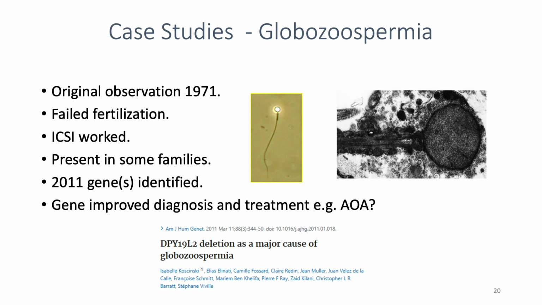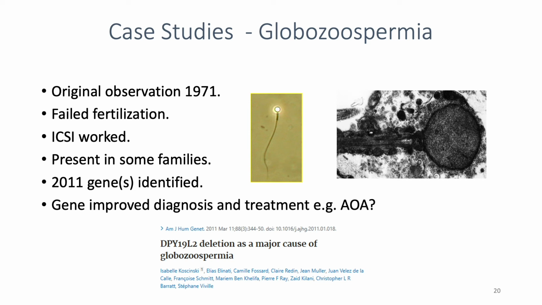First of all, let's look at globozoospermia as a case study. This is an important case study because it was first described in 1971 as an observation, as a case study. And on its own, I guess, it could have got lost in the literature. But basically, it showed that these cells appeared to be quite frequent in infertile men. Then subsequent studies showed that the cells failed to fertilize, but ICSI worked. And now the gene's been identified in 2011.